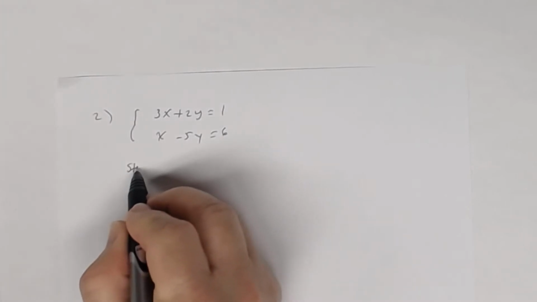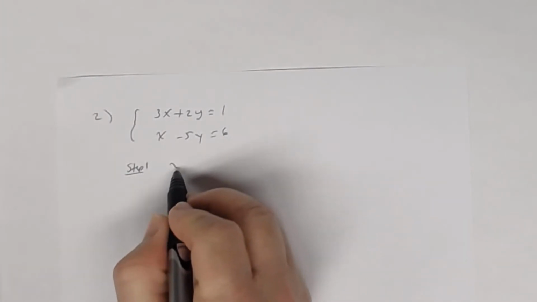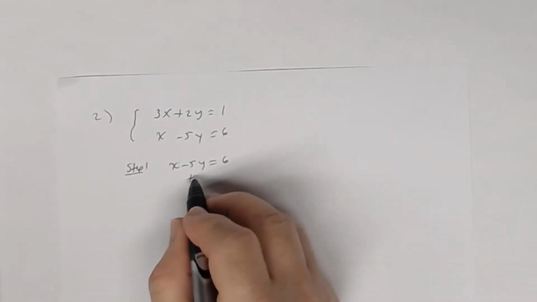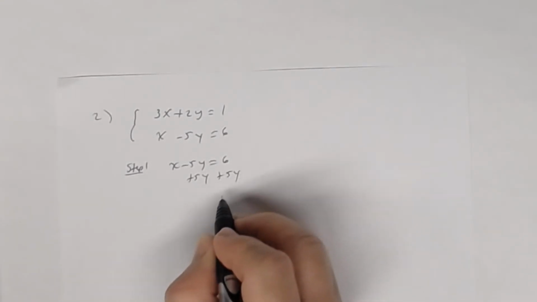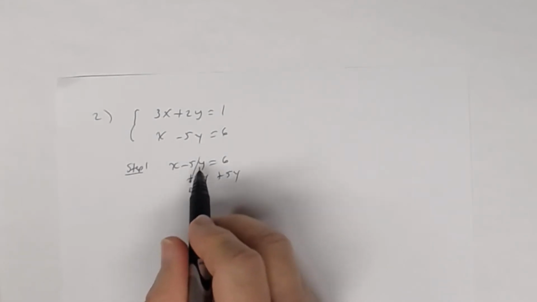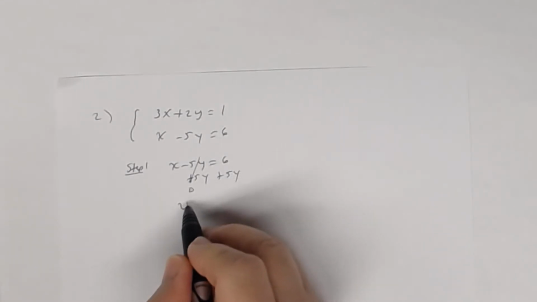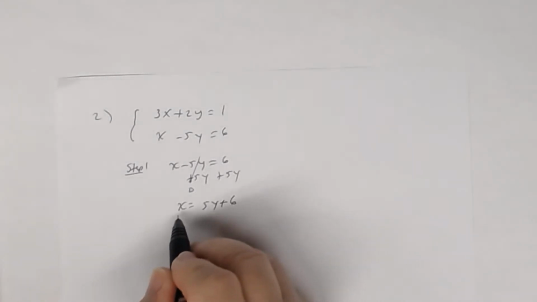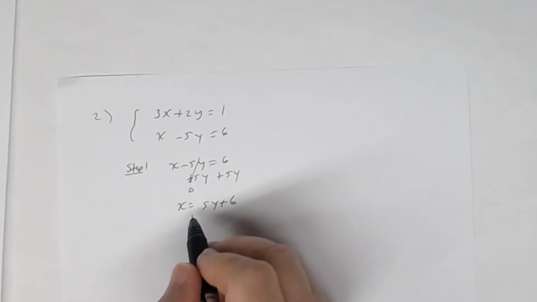So step 1, I'm going to take this equation, x minus 5y equals 6, and solve for x. I'm going to add 5y to both sides. When I add 5y to both sides and combine like terms, the y terms become 0 because they are opposites. So I get x equals 5y plus 6. That was step 1. I get the variable by itself.